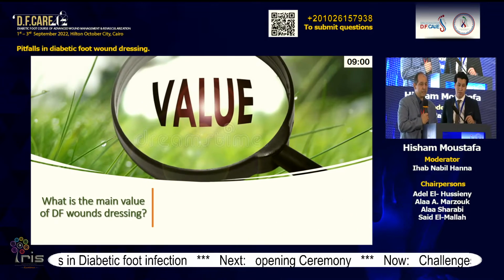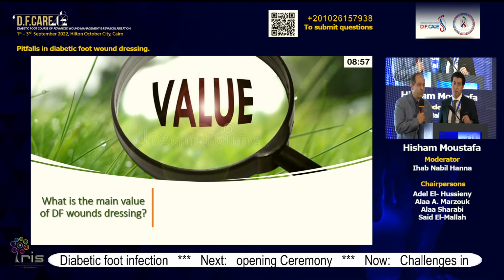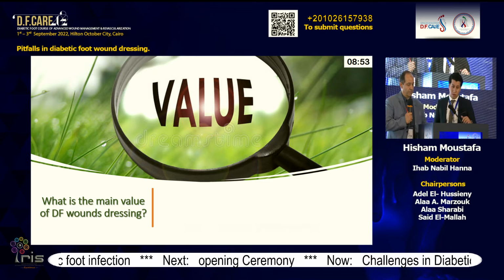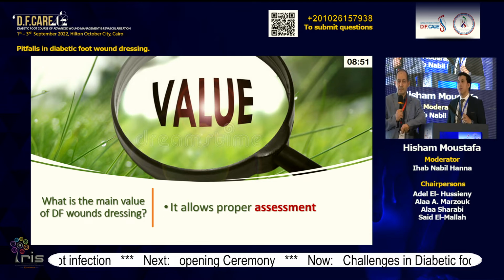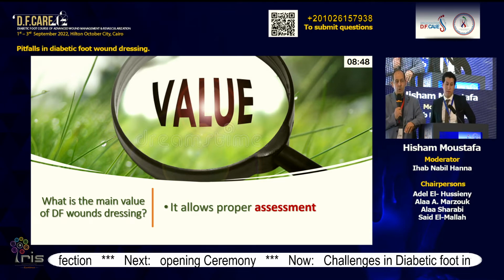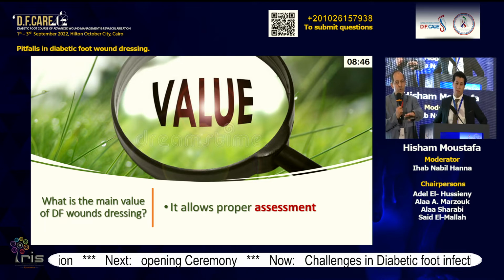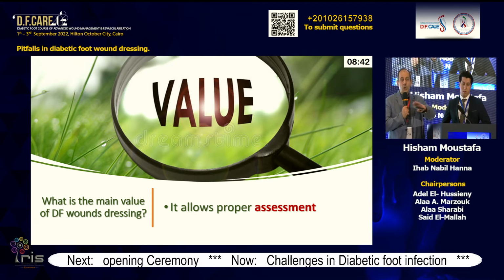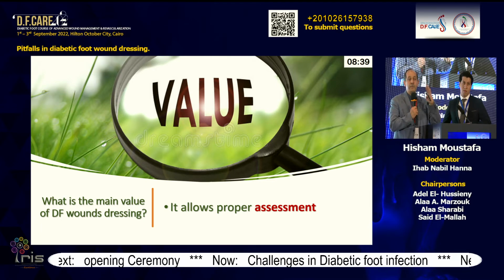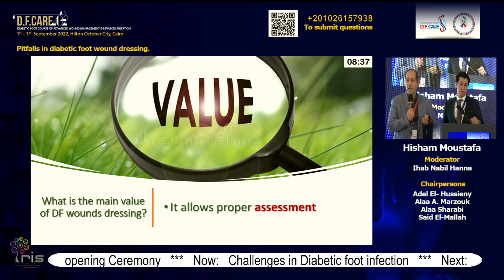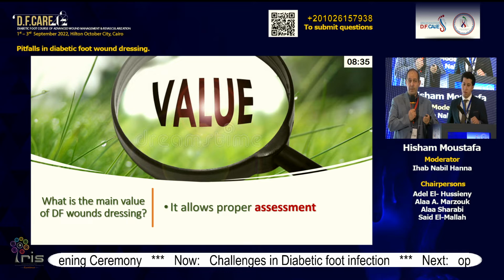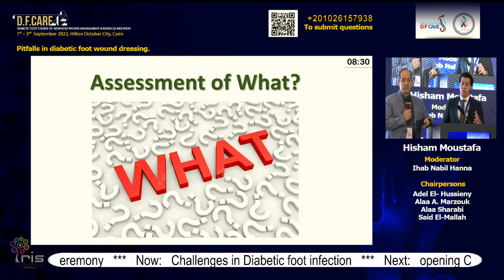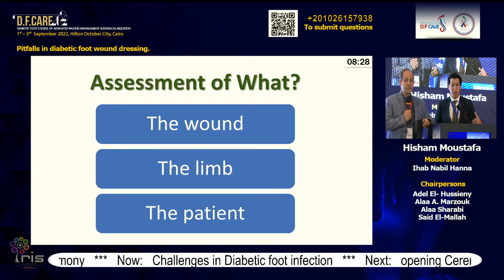My question is, what is the main value of wound dressing? The most important value, it allows proper assessment. This is very important. We all go for wound dressing as if we are going to change something and put something else, and forgetting totally what is meant by the main value of wound dressing. The main value is that it allows really proper assessment. But assessment of what? Assessment of the wound, of the limb, of the patient.